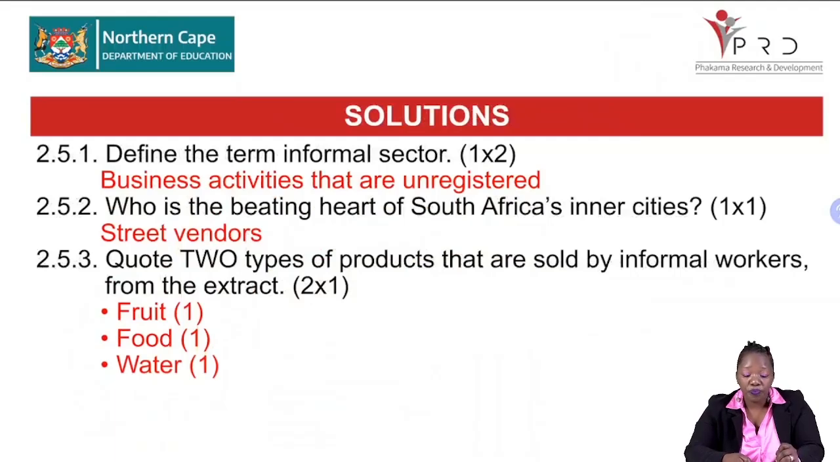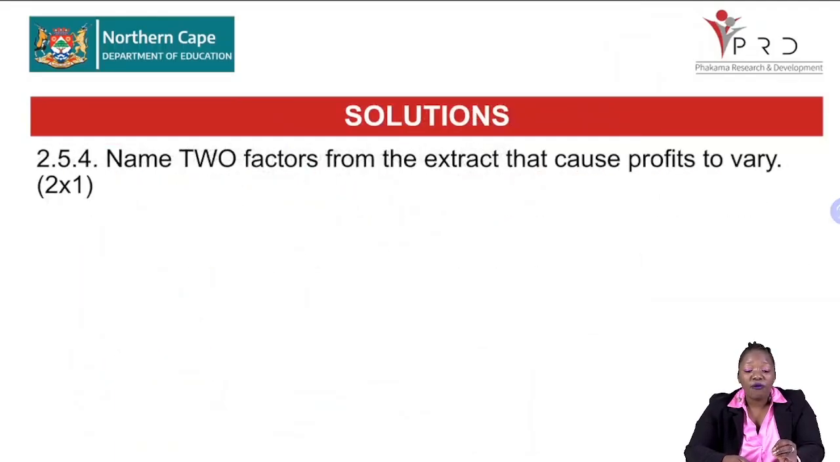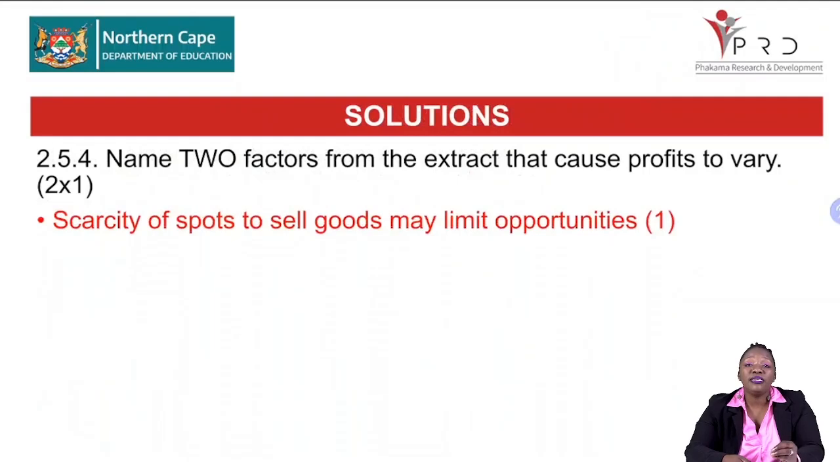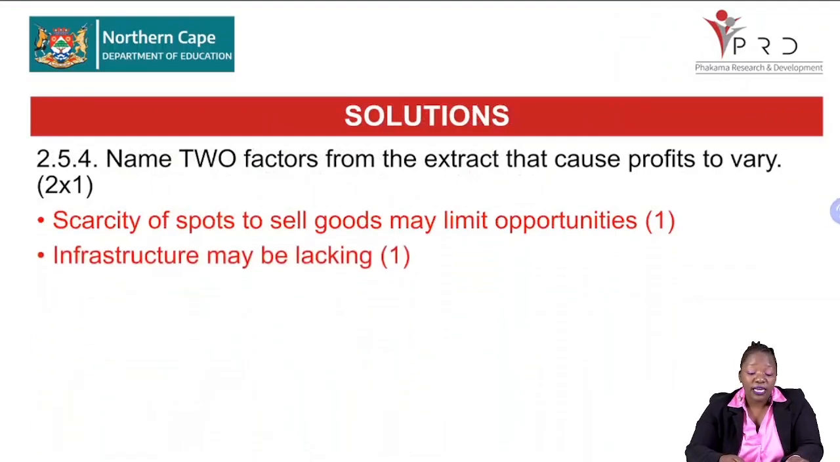So any two. Then we're looking at our fourth question. It says, name two factors from the extract that cause the profit to vary. Again, they said from the extract. So we have seen there the scarcity of spots to sell goods may limit the opportunity. If you don't have a spot, obviously you won't be able to make a profit. Then secondly, we're looking at the infrastructure that may be lacking. You will remember the street vendors, most of them don't have shelters. So it's part of the infrastructure.